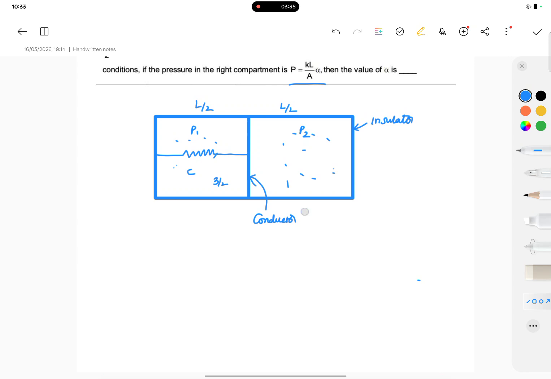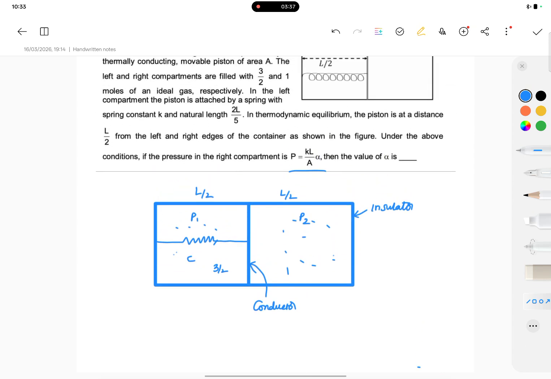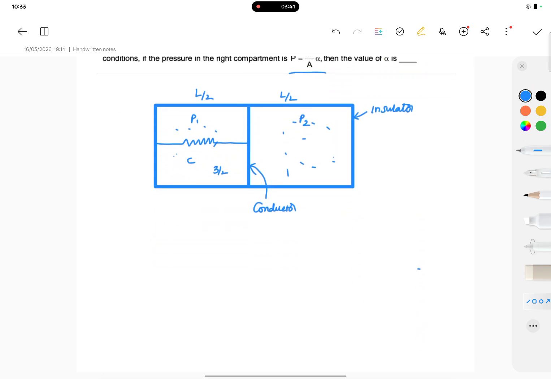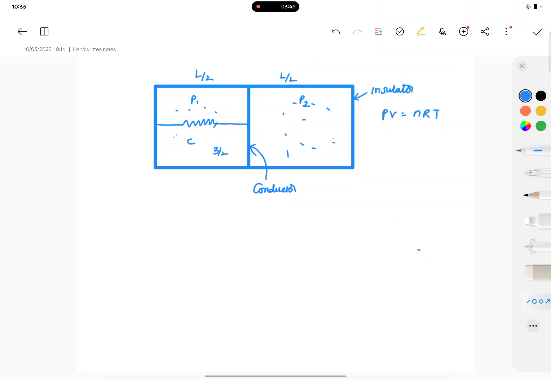They clearly mention that ideal gas is present here. So use the ideal gas equation, that is PV equals nRT. First apply it to the left one. Then here you will get P1, volume is V. How many moles? That is 3 by 2. R is a constant, and temperature is also constant because of the thermal equilibrium.